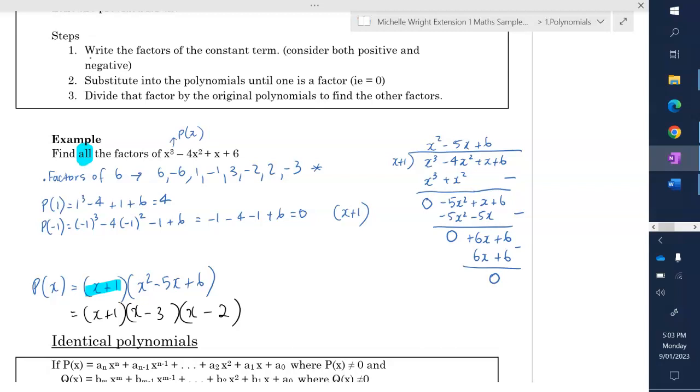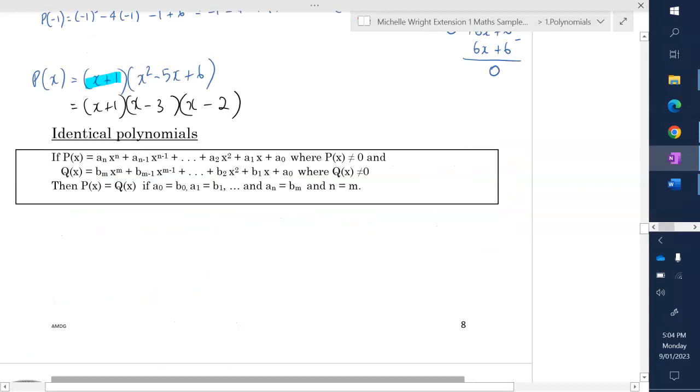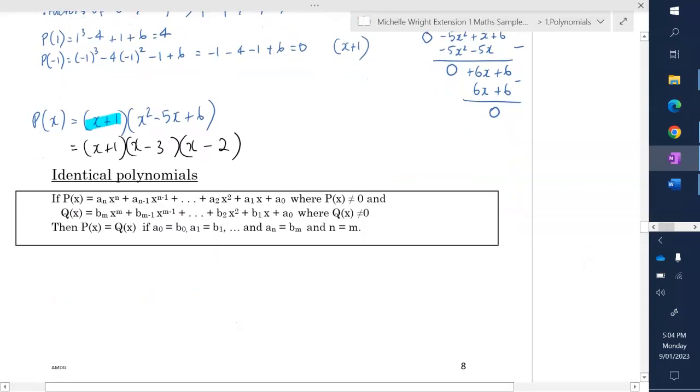That is our answer. Okay, having a look down at the next part of your notes, it is talking about identical polynomials. And that was one of the theorems I showed you in the OneNote, just written slightly differently here.